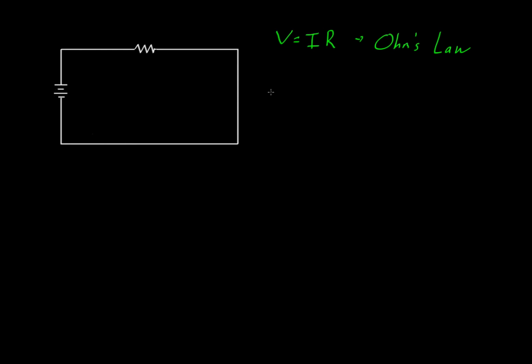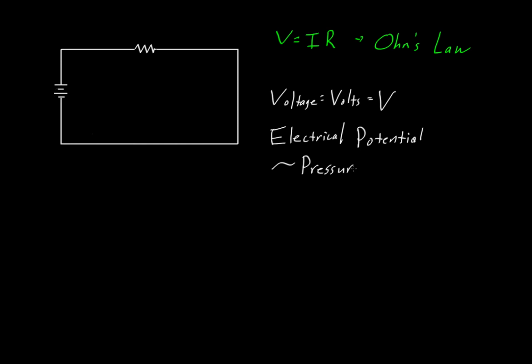Well, voltage is measured in volts. The symbol is V. That is simply a measure of the electric potential energy. So electrostatic or electrical potential. If you're a fluids guy or a mechanical thinking individual, it's analogous to pressure. Okay? Analogous to pressure.